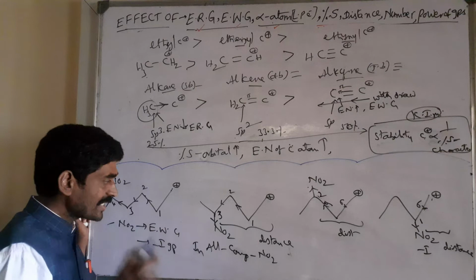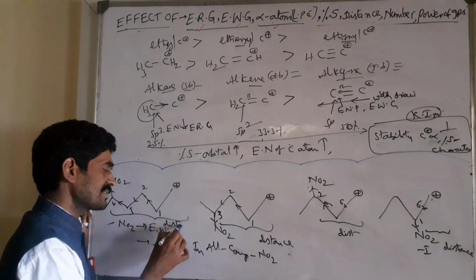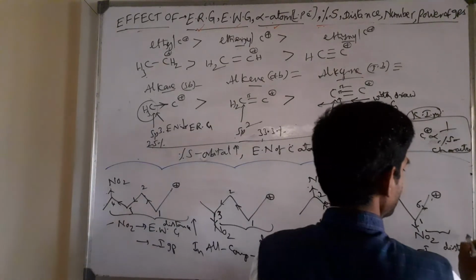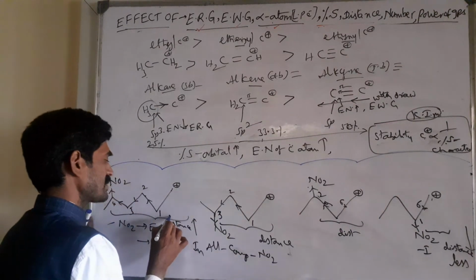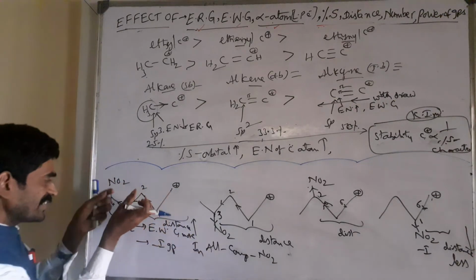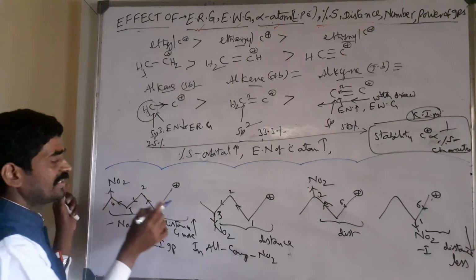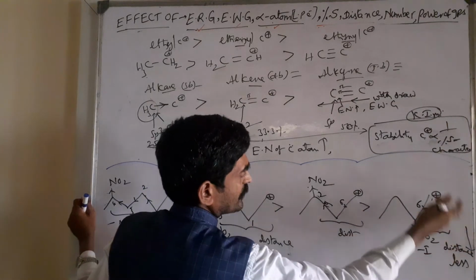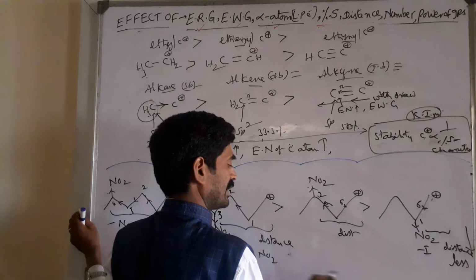So as distance increases, here the distance is more, but here the distance is less. As distance increases, the effect is negligible, so the withdrawing nature cannot happen that much here. That's why it is more stable. Next one, the second one, then the third one, and the fourth one is highly unstable. That means, what conclusion do we get? The trick is here.